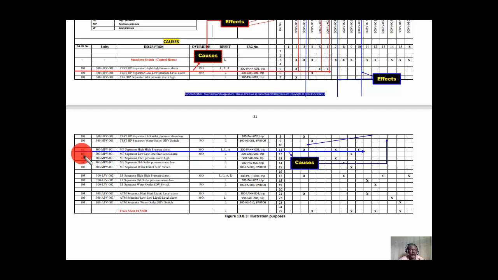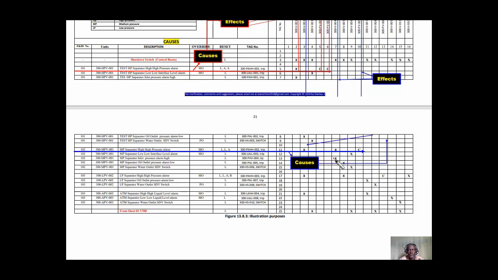Let's take a look at another P&ID number, unit 300 MPV001. It is MP separator, high pressure alarm. Manual override is possible. Local override is also possible. Automatic override here is also possible. So the alarm trip number is 300 PAHH002 with trip. Here we are going to have the S function and the C function.